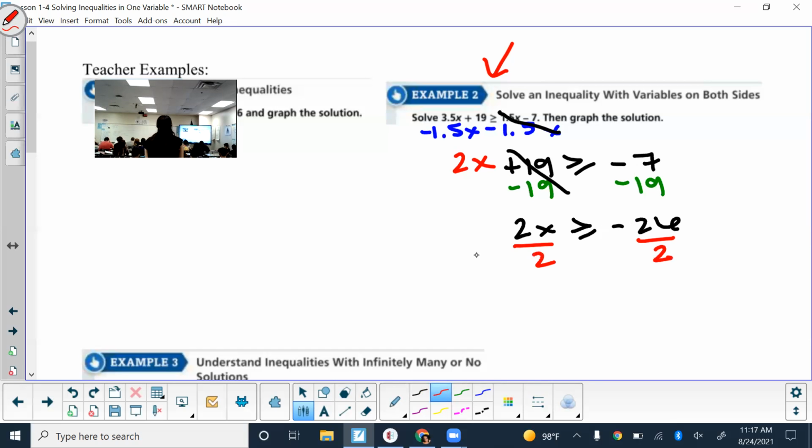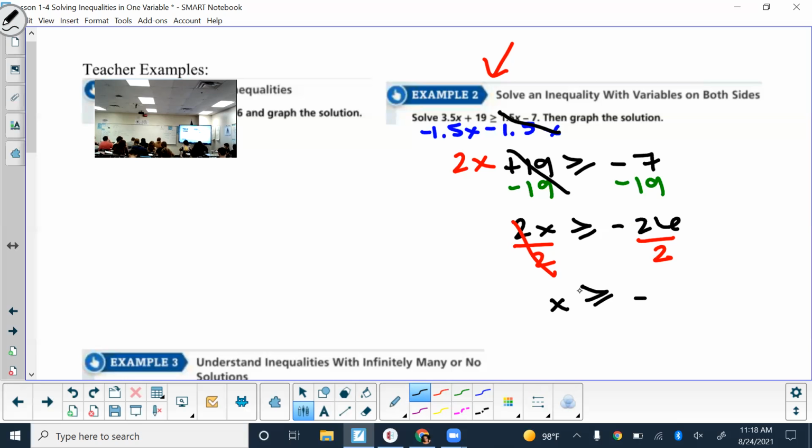One more thing we need to do to get the x by itself, which is divide by 2 on each side. On the left side, the 2's cancel. Do I need to flip the sign on this one? No. Did I divide by negative? No. That 2 is not negative. So then I do not need to flip the sign. That is a common mistake that students make. It's only when you multiply or divide by negative that it changes the sign.